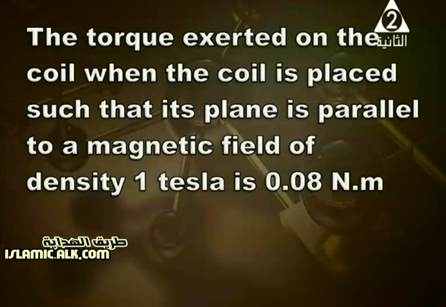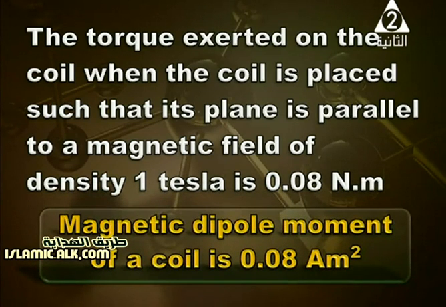The torque exerted on the coil. Torque exerted on a coil when the coil is placed such that its plane is parallel to a magnetic field of density 1 Tesla is equal to 0.08 Newton meter. Okay, so the magnetic dipole moment of the coil is 0.08 ampere meter squared.